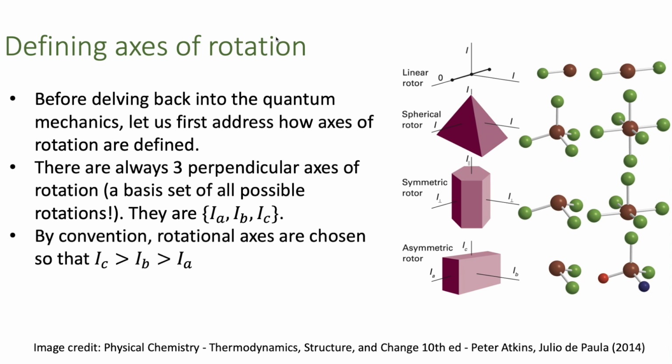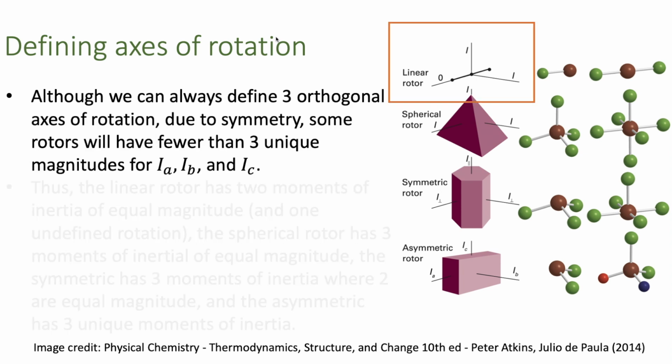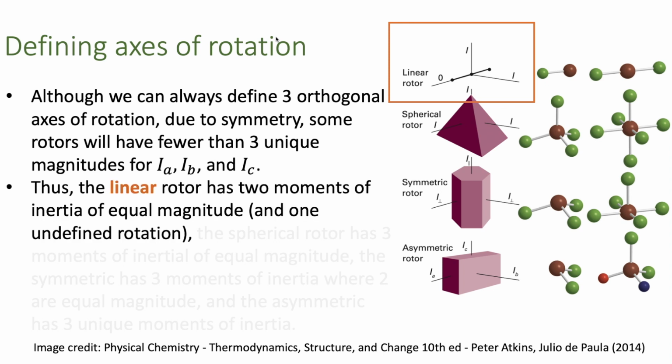And the convention, the way you define the rotational axes here, is typically done by the magnitude of the moment of inertia, right? So C should be the largest, followed by B, and then A should be the smallest moment of inertia. Now we return to the linear rotor. And interestingly, due to symmetry, some of these rotors are actually going to have fewer than 3 unique values for I. So, we have these rotations we can talk about in this basis set of IA, IB, and IC, but some of them are not necessarily going to be unique. And in fact, for the linear rotor, one of them is undefined.